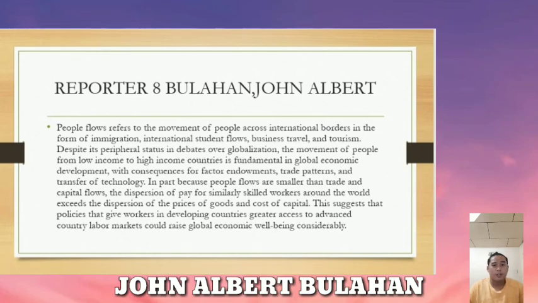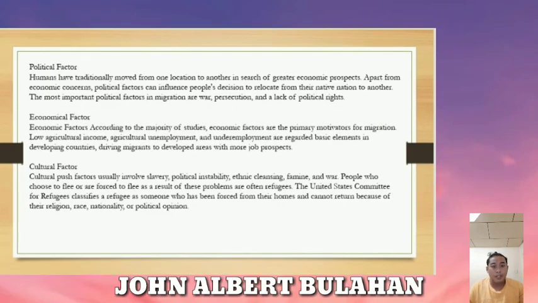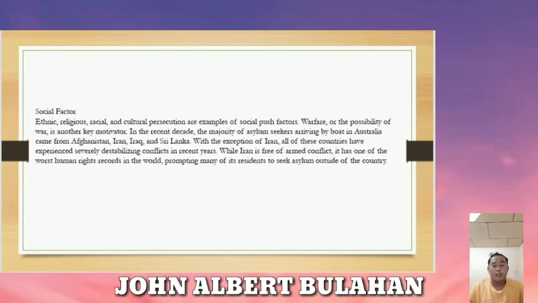So the dispersion of pay for comparably skilled individuals around the world exceeds the dispersion of commodity prices and capital costs, in part because people flows are smaller than trade and capital flows. This shows that initiatives that increase access to advanced nation labor markets for employees from developing countries could significantly improve global economic well-being. The economic issue is that immigrants, rather than citizens of immigrant receiving countries, get the greatest economic benefits from immigration.